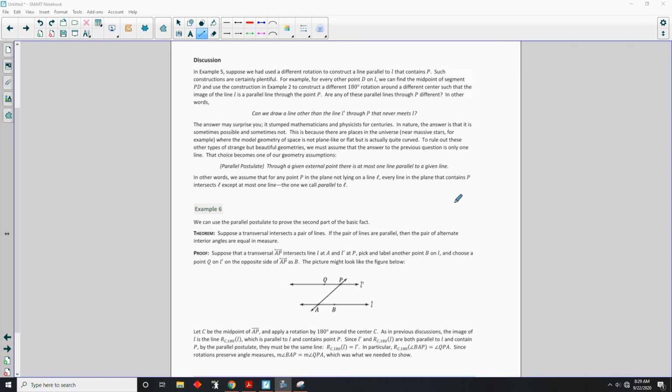Are any of these parallel lines through P different, in other words? Can we draw a line other than the line L prime through P that never meets line L? The answer may surprise you. It stumped mathematicians and physicists for centuries.